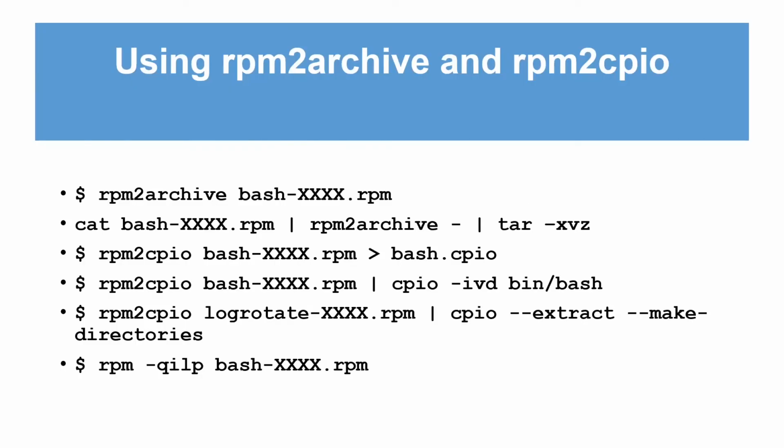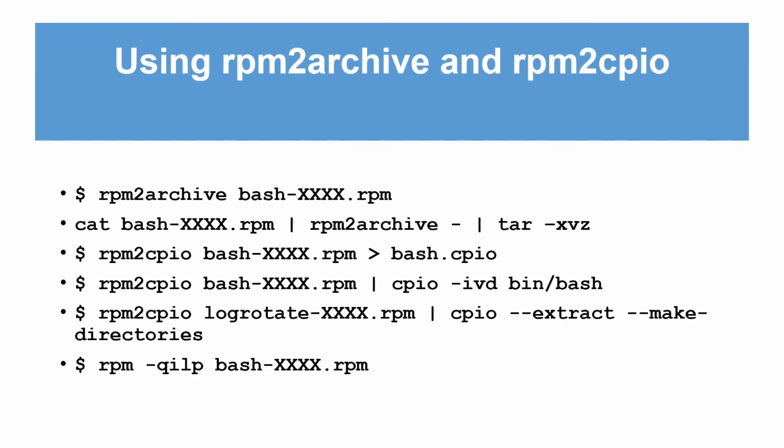Using rpm2archive and rpm2cpio. rpm2archive is used to convert RPM package files to tar archives. If - is given as an argument, input and output will be on stdin and stdout. The first line on the screen is to convert an RPM package file to an archive. And the second one is extracting in one step, right? It tells you how to extract in one step.